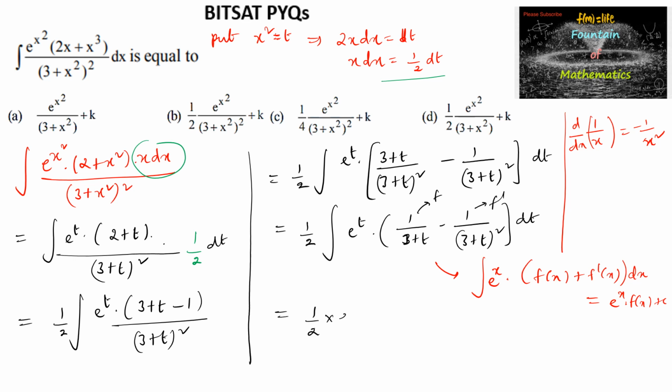So we can write 1 by 2 e to the power of t into f of t dt. The f of t is nothing but 1 upon 3 plus t, plus constant. Let us substitute back t is equal to x square. So 1 by 2 e to the power of x square into 1 upon 3 plus x square plus some constant c. So we can go with option D, e power x square upon, so option D is the answer.